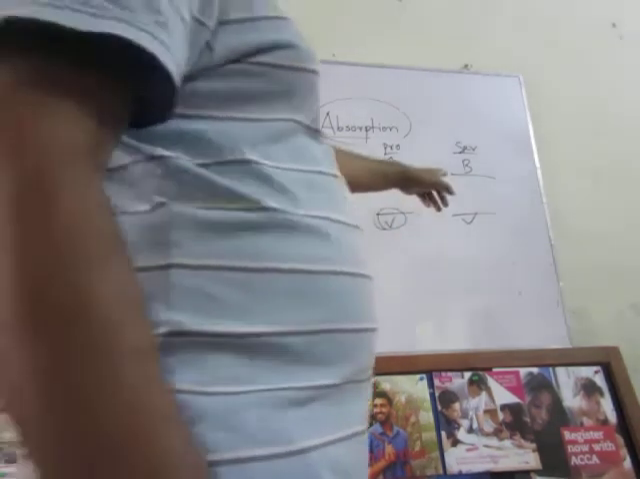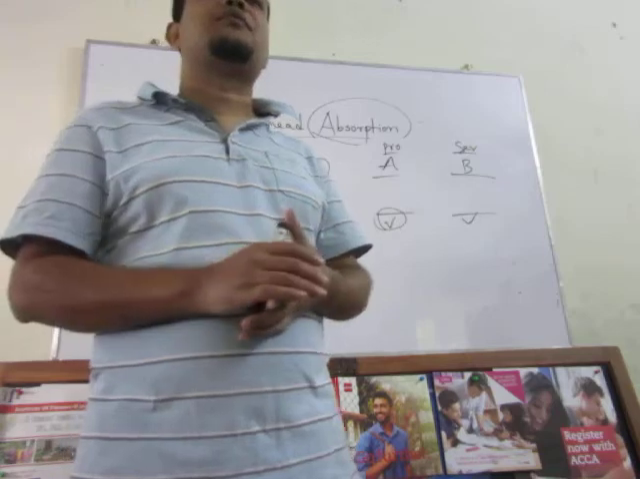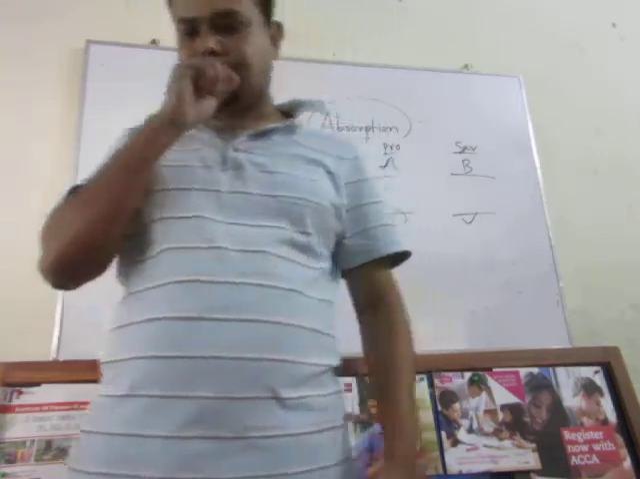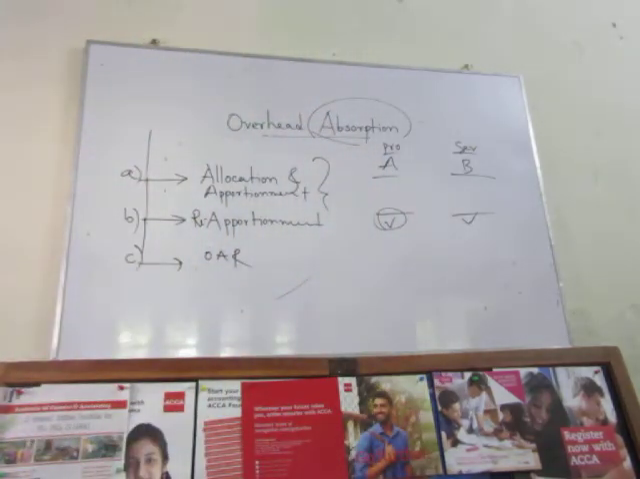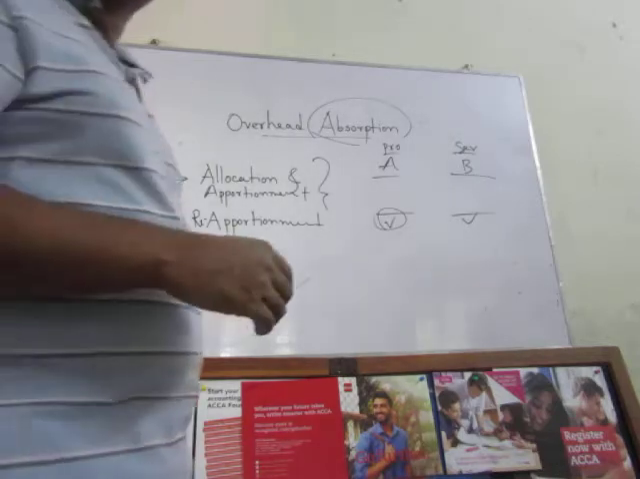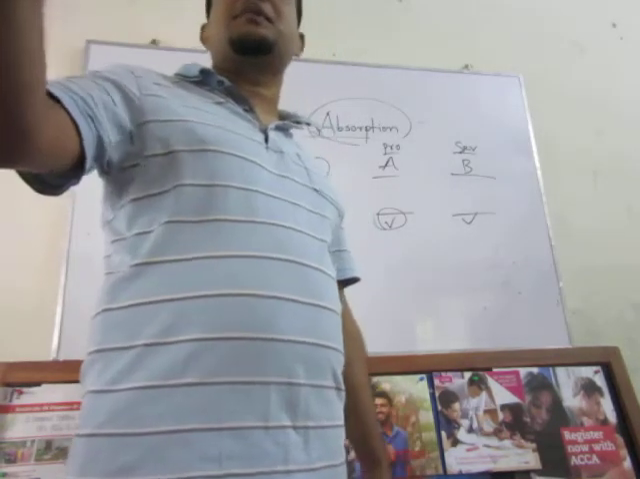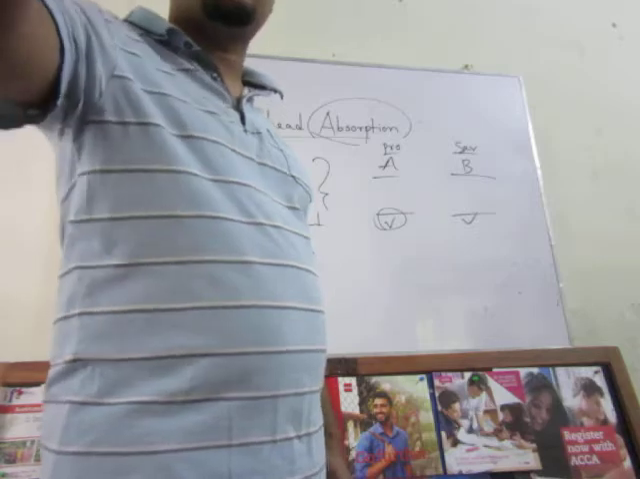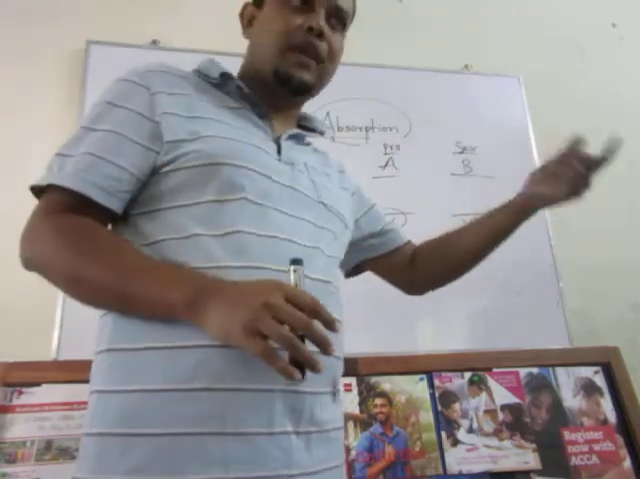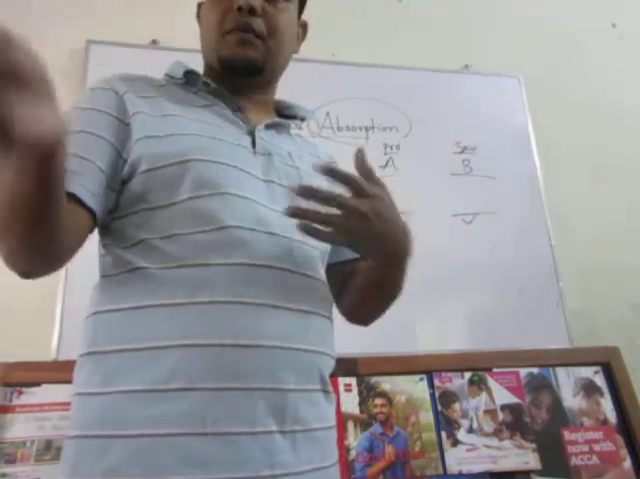Suppose, for example, maintenance is an example of a service department. Store is an example of a service department. The maintenance department and store department are providing service to the production department to operate, right? That's why they are defined as these types of cost.